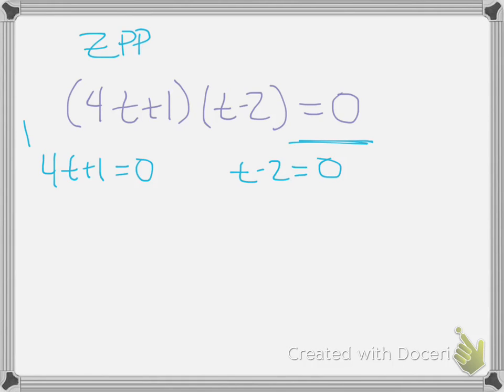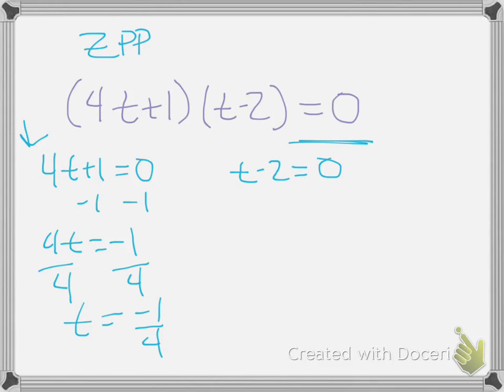To get this one first, let's subtract 1 to get 4t equals negative 1, and then we have to divide by 4. So t equals negative 1/4. For this one we add 2, so t equals 2.